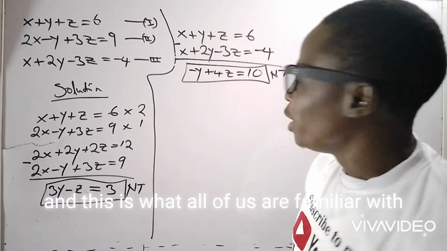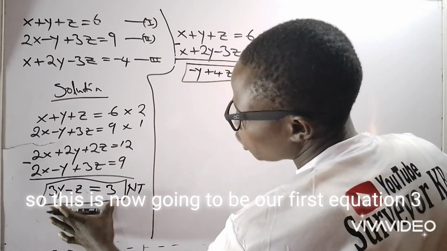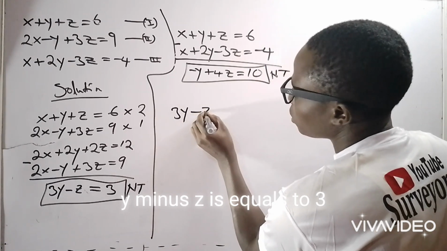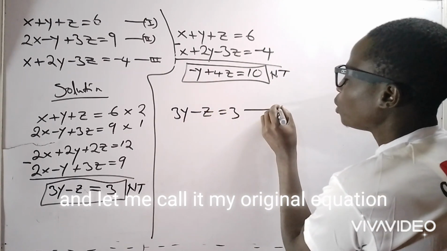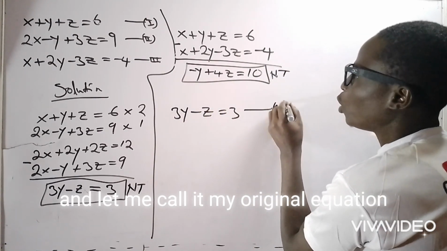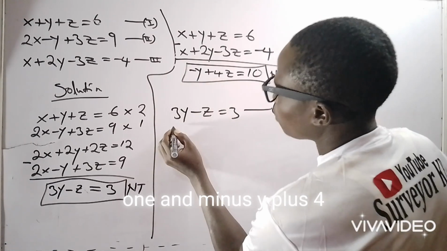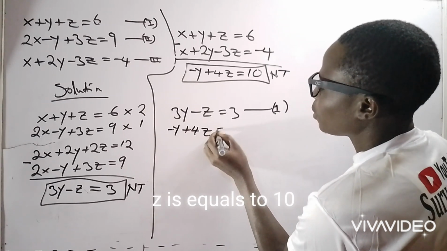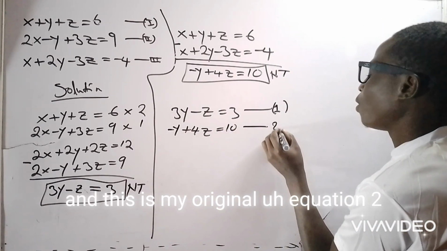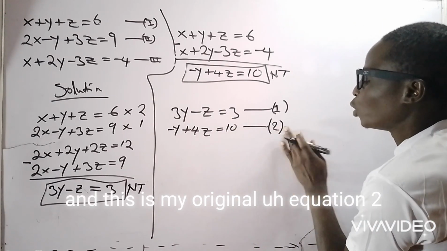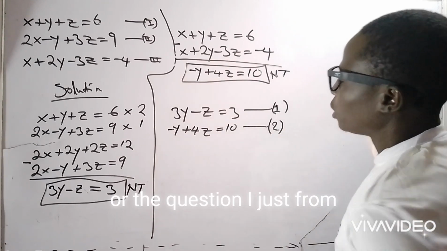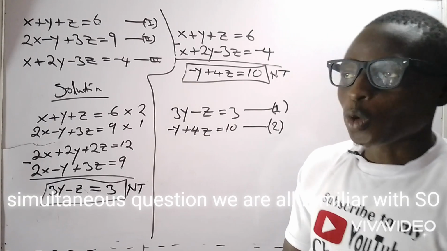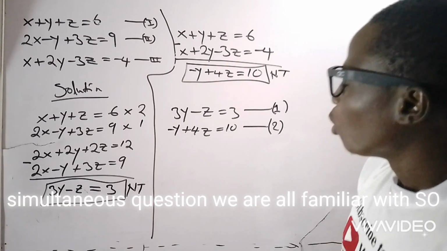and this is what all of us are familiar with. So this is now going to be our first equation, 3y minus z equals 3, and let me call it my equation 1, and minus y plus 4z equals 10, and this is my equation 2, or the equation I just formed. So I can see that this is a simultaneous equation we are all familiar with.